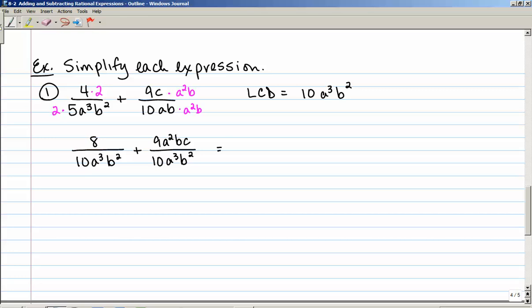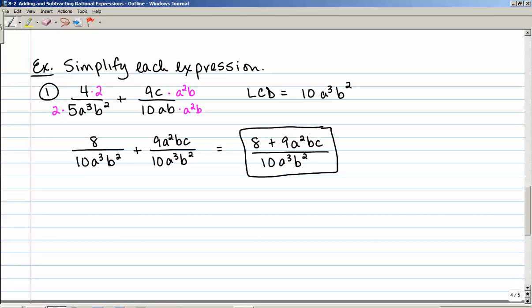And now, remember when we go to add fractions, when they have the same denominator, just add the numerators. 8 plus 9 a squared bc over 10 a cubed b squared. And remember, I cannot combine the 8 and the 9 because the 9 has all of these variables along with it. So there's my final answer.